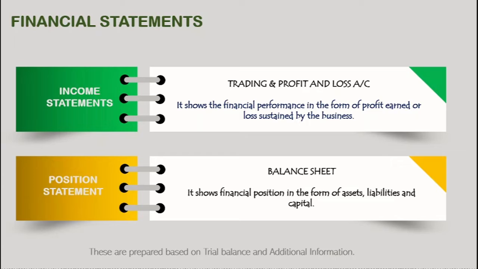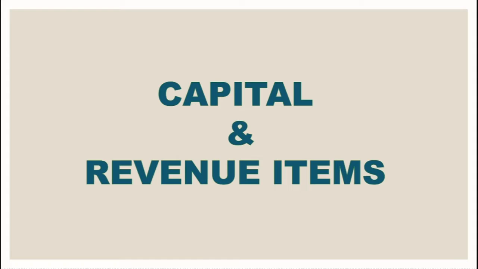Now one more important thing to understand, these two statements are prepared based on the trial balance. So trial balance, which you all know, is a list of all the balances from the different ledgers you have taken out. You have prepared the list of all the accounts with their balances and some additional information which you get at the end of the year, the day when you prepare the financial statement. With this information and the trial balance, you prepare your final accounts or the financial statements.